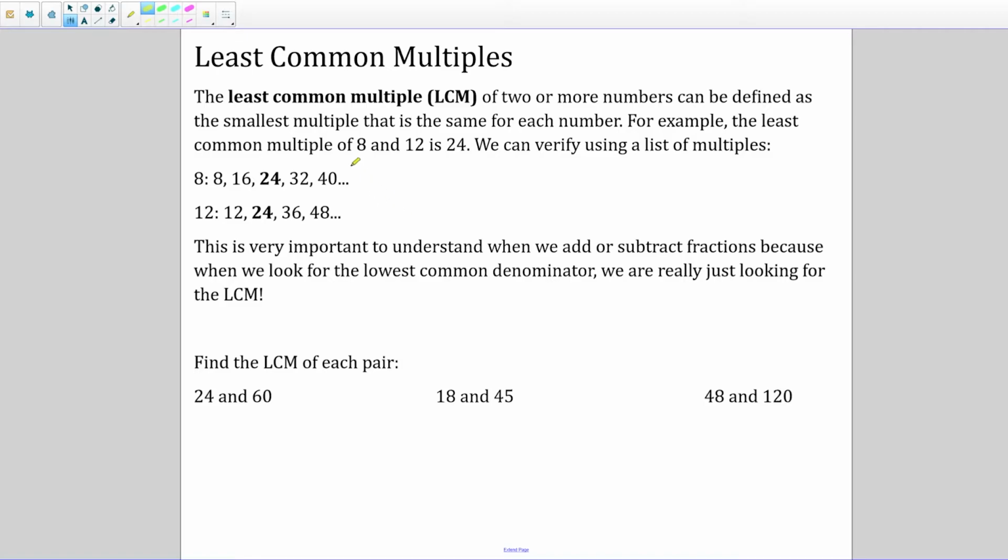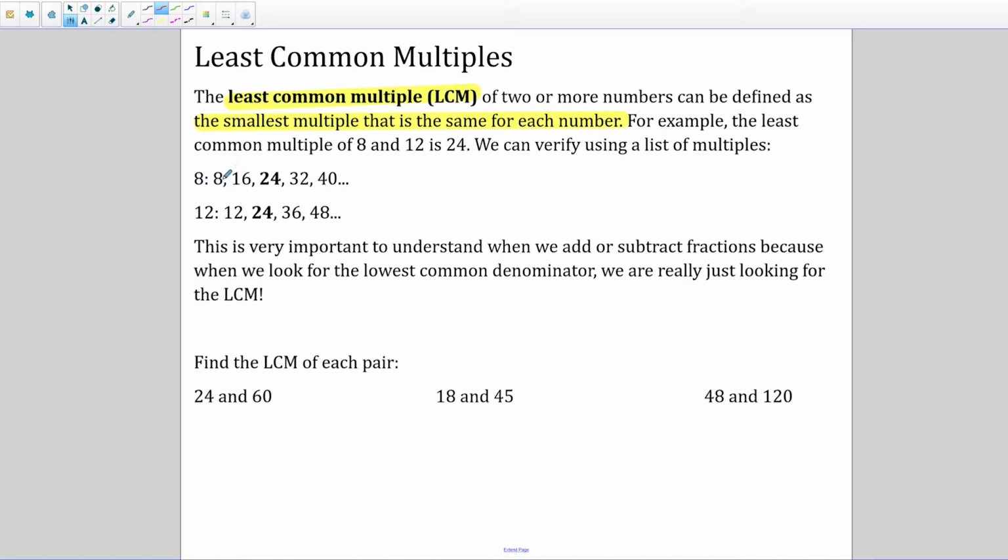So switching gears here a little bit, let's talk about the least common multiple, otherwise known as the LCM or lowest common multiple. This is defined as the smallest multiple that is the same for each number. So if we look at our example of 8 and 12, our LCM is going to be 24. What we can do is make another multiples list here, and we have the numbers 8, 16, 24, 32, and 40. Well, how did we get these numbers? When we think of multiples, we are simply adding the exact same number.